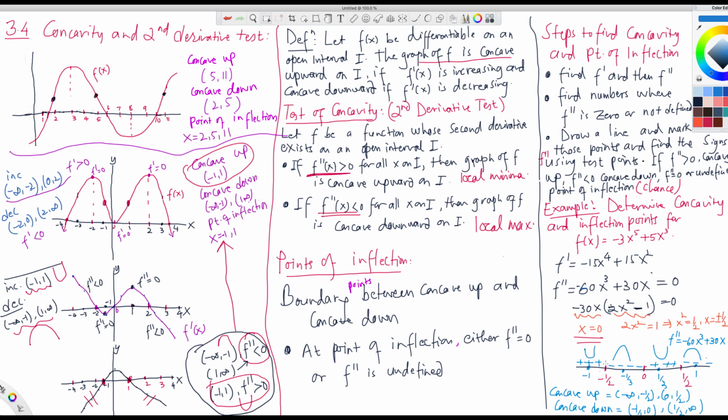But what we can say is this is the boundary. Negative 1/2 is the boundary between concave up and concave down, right? So it is a point of inflection. This is also the boundary between concave down and concave up. This is another point of inflection, and this is also another point of inflection. These are the points of inflection. In the next example, we will dig more.